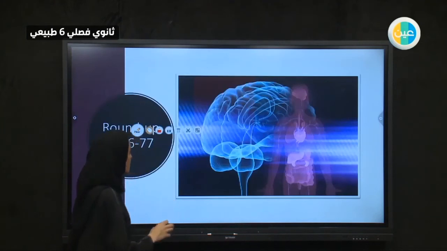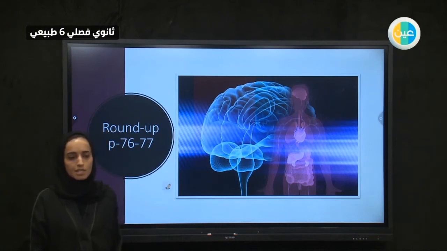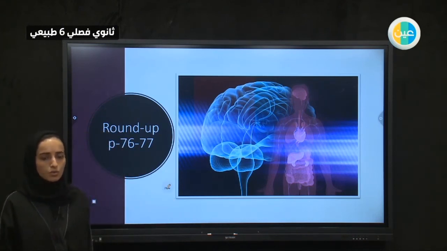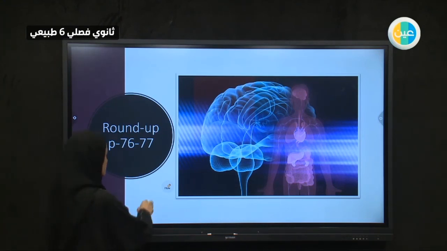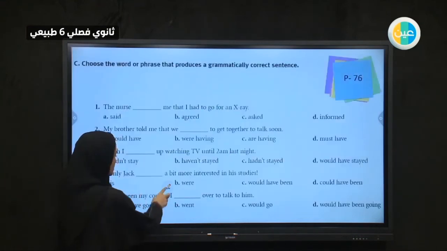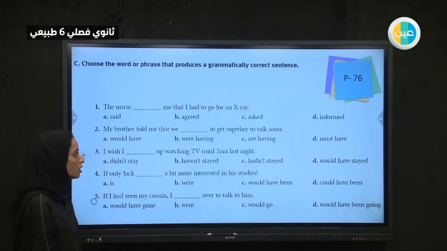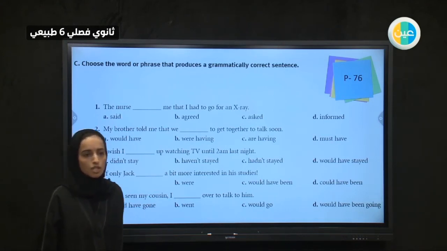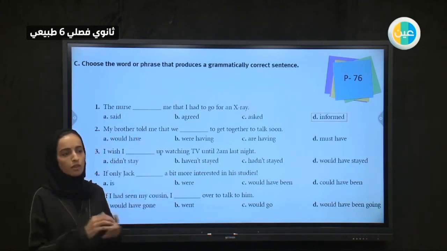Now let's check the roundup, which is on pages 76 and 77. We have two easy exercises that we're going to do. Let's start with the first one. The nurse said, agreed, or asked me, or informed me that I had to go for an x-ray. She gave me information, so we would say, she informed me.